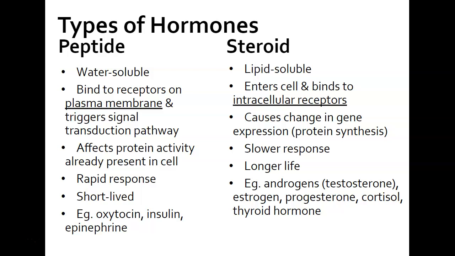Whereas a steroid hormone, steroids are lipid soluble, so they can actually enter the cell, and they bind to intracellular receptors, which we talked about before. They cause a change in gene expression, so they have a longer lasting change because they're literally turning genes on or off. Therefore, it's slow. It takes some time to turn these things on or off. So because of that, it's a slower response. Testosterone, estrogen, and several others are steroid related.